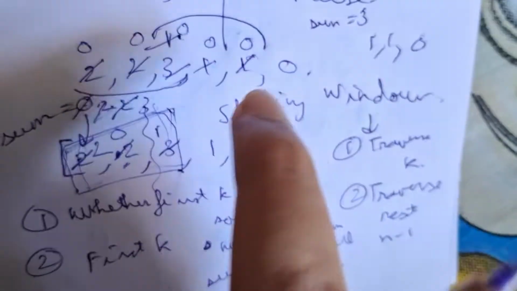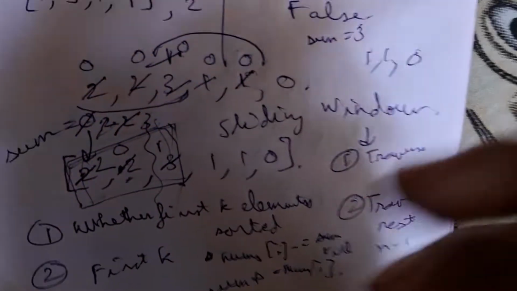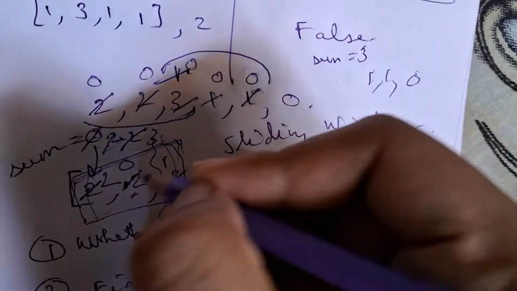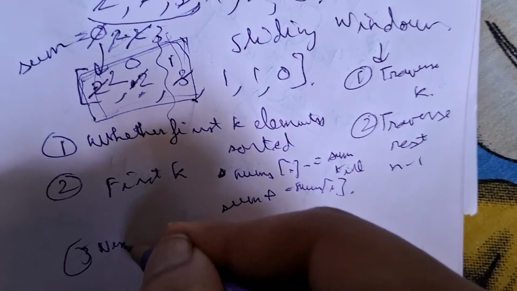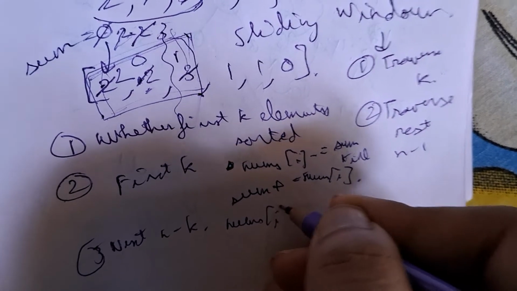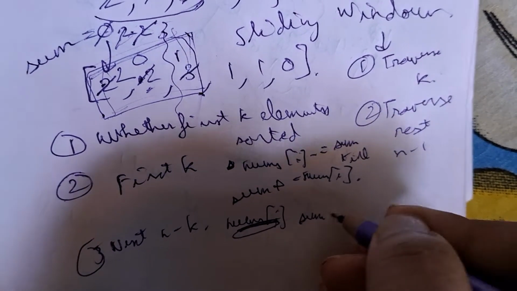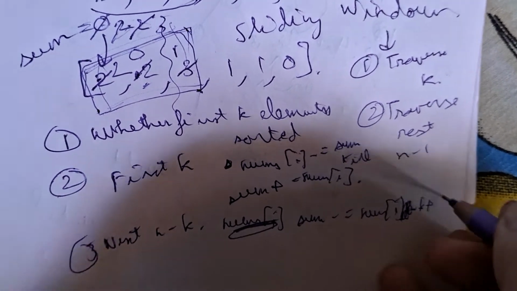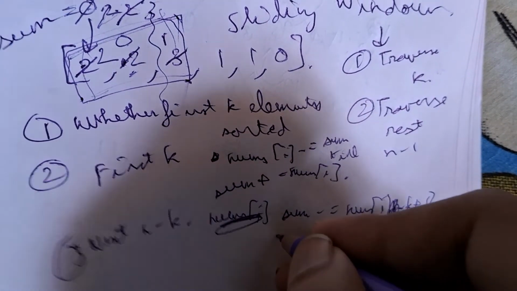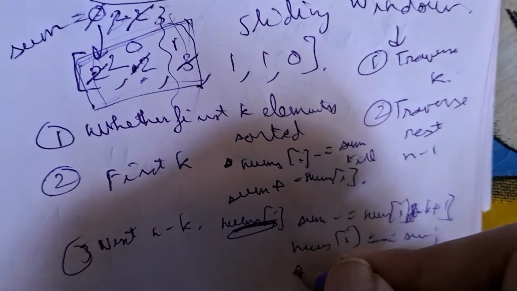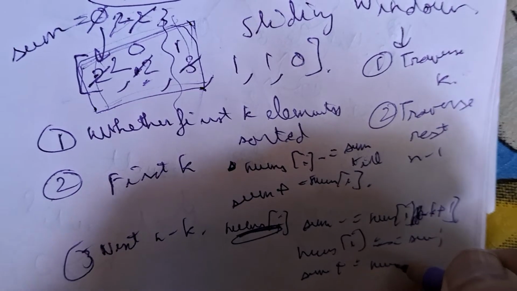But remember one thing, now we are going to use the concept of sliding window. Since the sum is now 3 and we are going over here, we have to remove this element. First of all, sum minus is equal to nums[i minus k plus 1], I guess, right? And then the same thing, that is nums[i] minus is equal to sum, and sum plus is equal to nums[i].